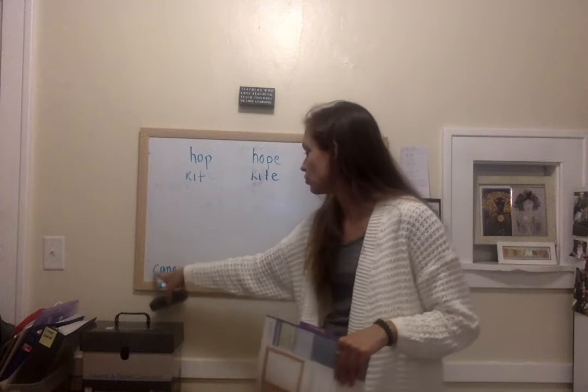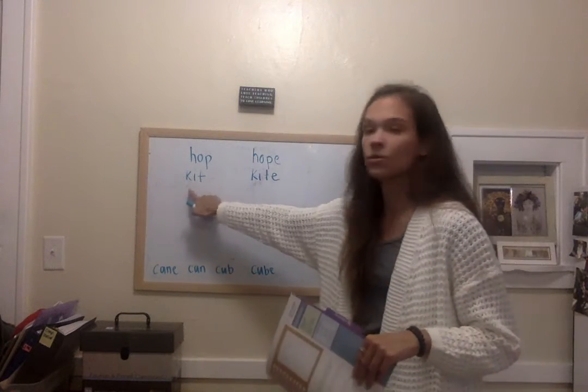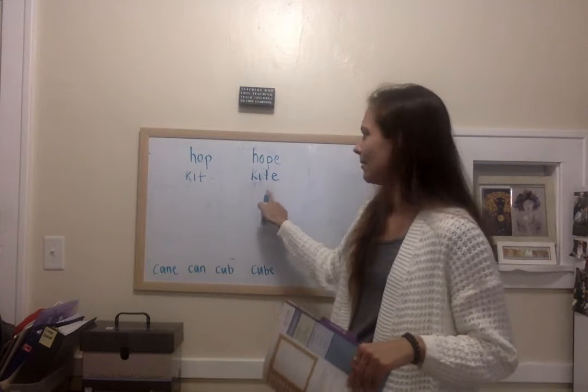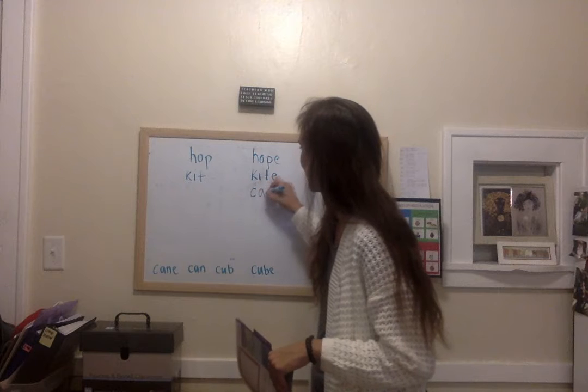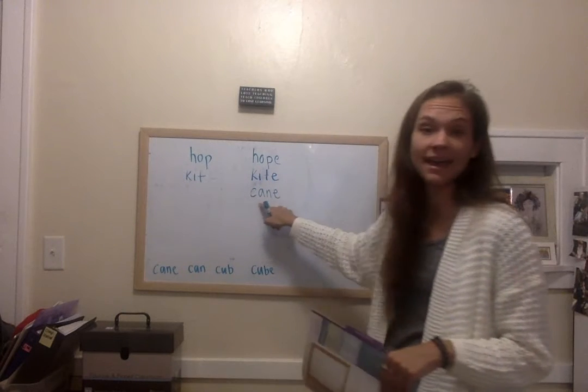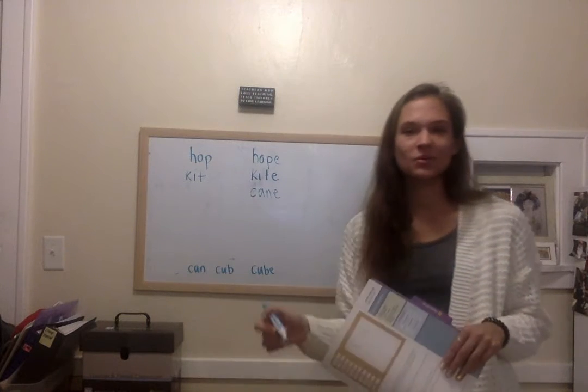Now let's sort cane. Where would cane go? Here? Here? Here. Cane. Good. Then we have the word can. Where would can go?